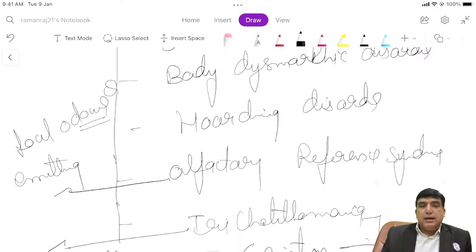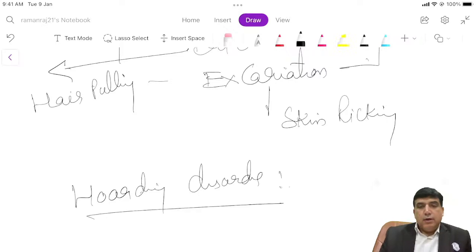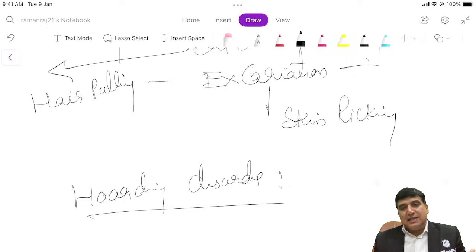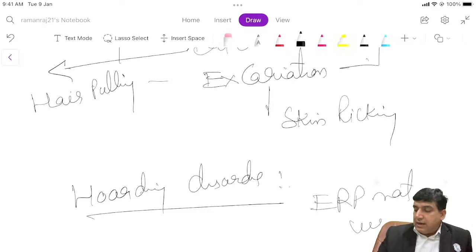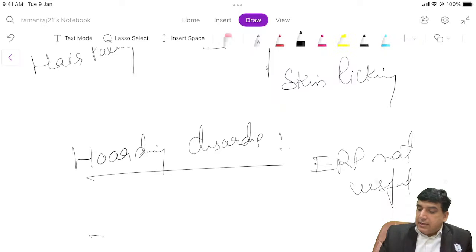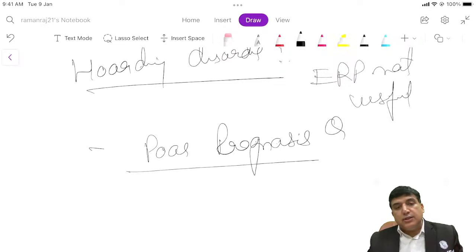Hoarding disorder. In hoarding disorder, just remember one thing: the person has a habit of collecting unnecessary things or discarded things. ERP is not useful in hoarding disorder. That's why they ask an MCQ that it has a poor prognosis. So if they ask which disorder in obsessive compulsive and related disorders has a worse prognosis, your answer will be hoarding disorder. So these are the MCQs they can ask in OCD.